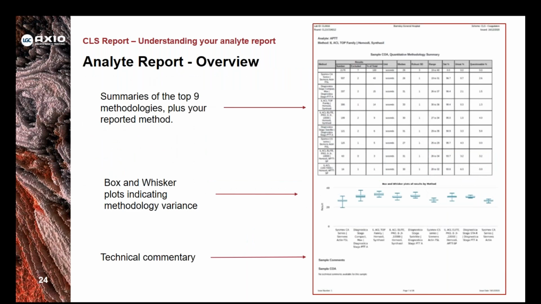The second page of the analyte report provides summaries by methodology. Participants can view their methods versus other methods for each reported analyte. Summary statistics at the top for the top 9 reported methods plus your reported method are provided for review. I'll go into more detail regarding the box and whisker plot on the next slide, but I would like to point out there's a technical commentary as needed provided right below the box and whisker plot. I highly recommend reviewing this. It can be helpful if there are any items to note about the recovery between various methods for the sample.